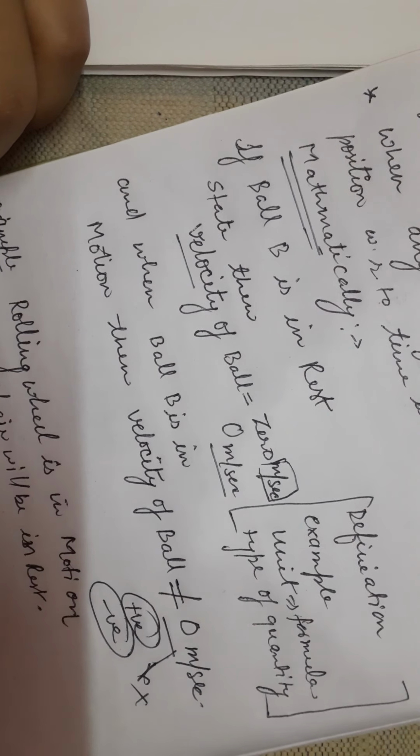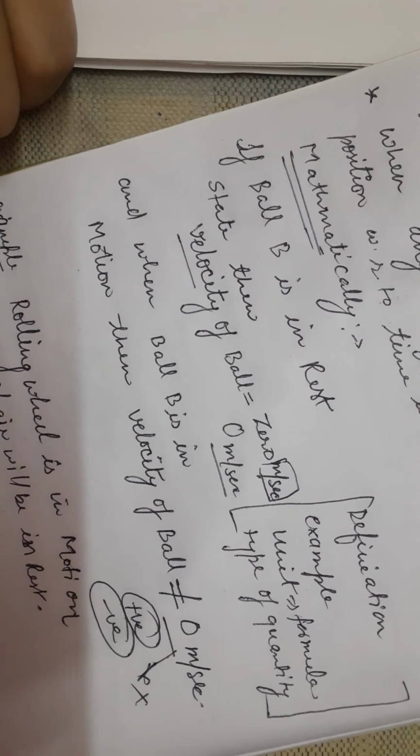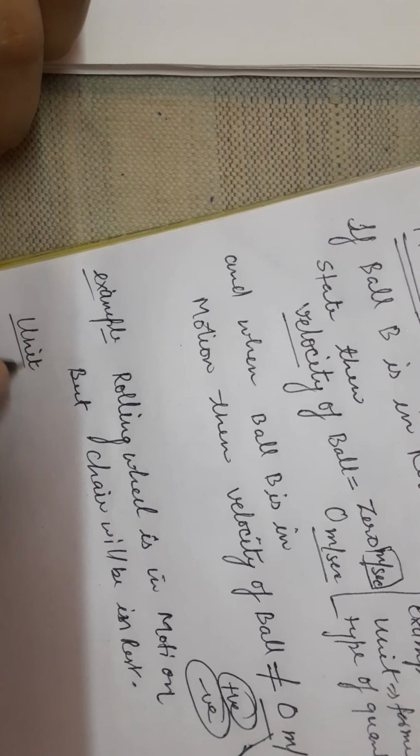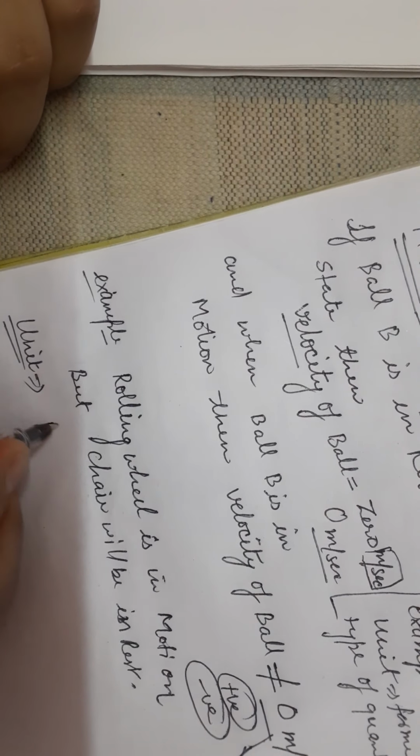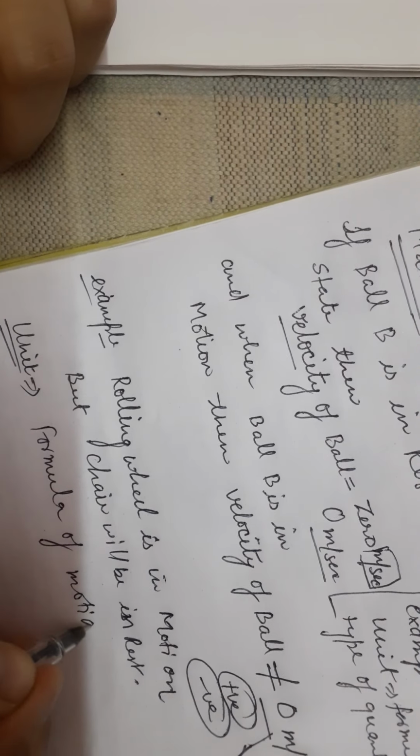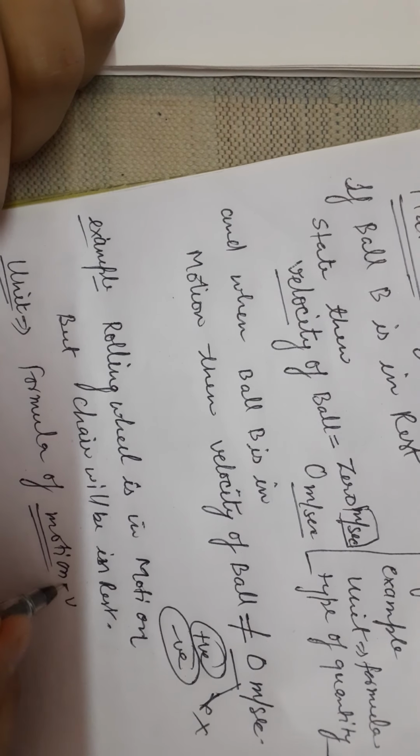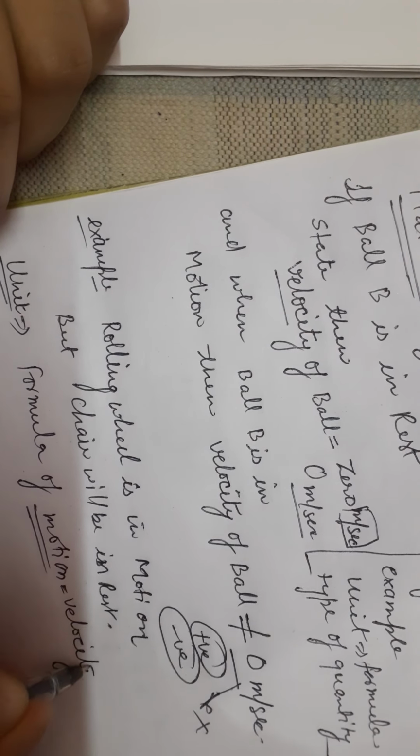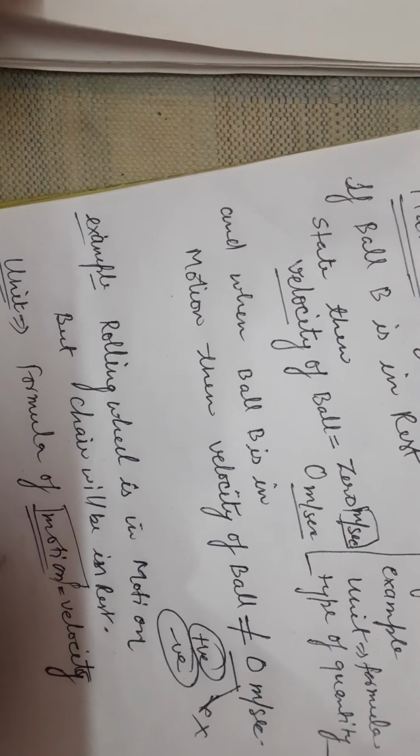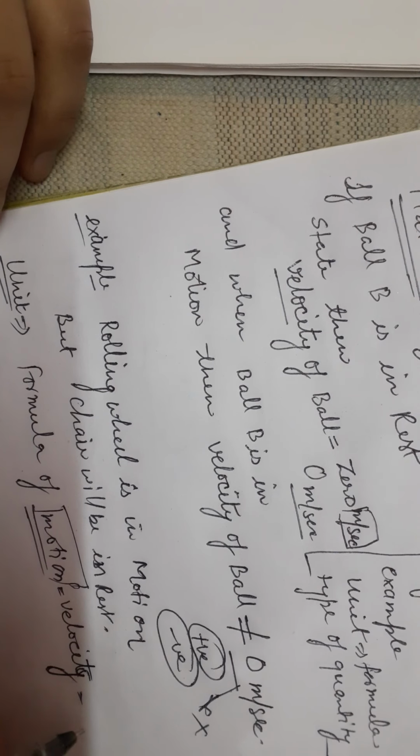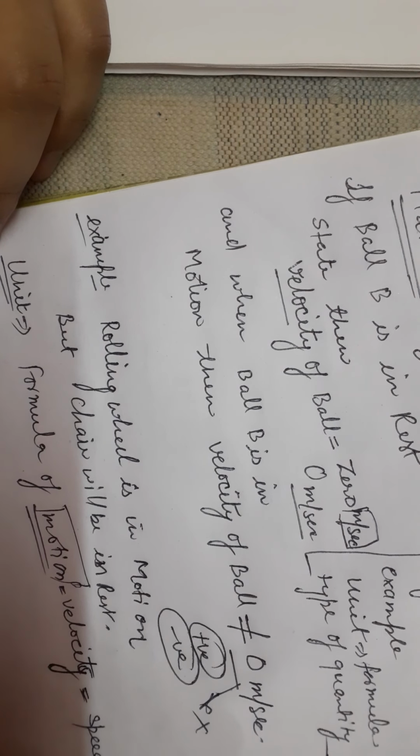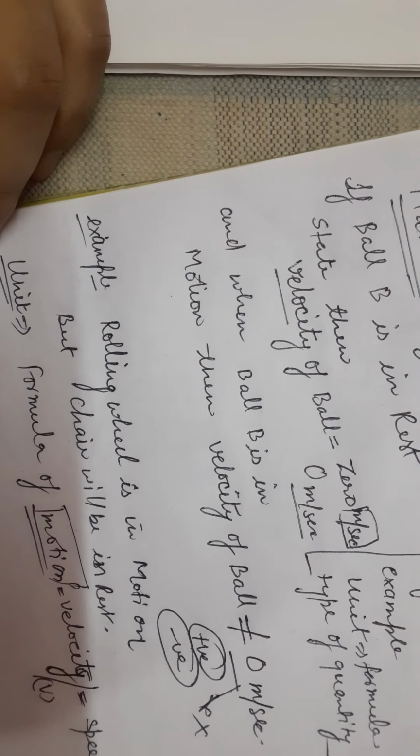Okay, now come to unit. If you want to find the unit, first you have to know the formula of motion. What is motion? Motion is velocity. Another term which defines motion mathematically is velocity. When it is scalar, it is called speed. It means scalar, and this is vector.